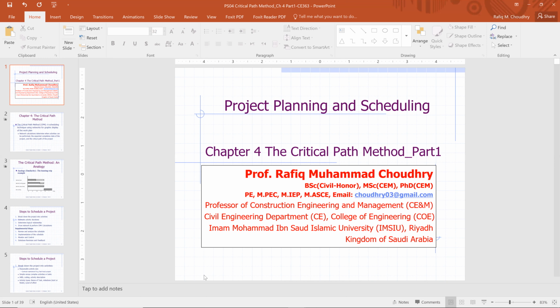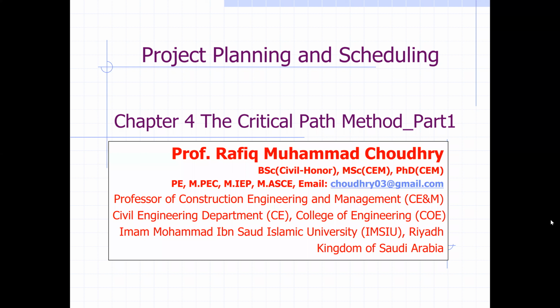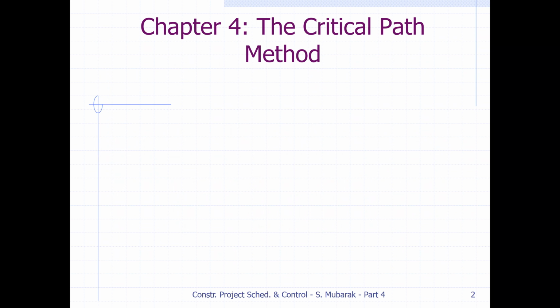So today the topic, chapter number 4, is about the critical path method. We will determine the critical path of the activities. Let's go. So chapter 4 is about the critical path method, construction planning and scheduling, or some people say this course is construction planning. So let's see the critical path method.